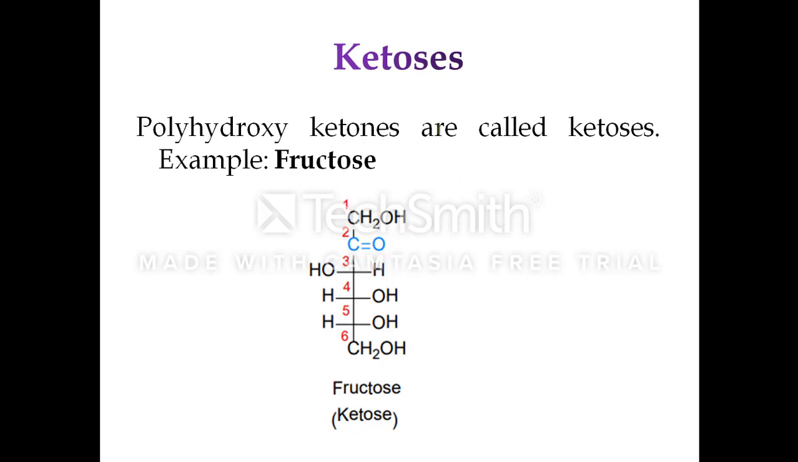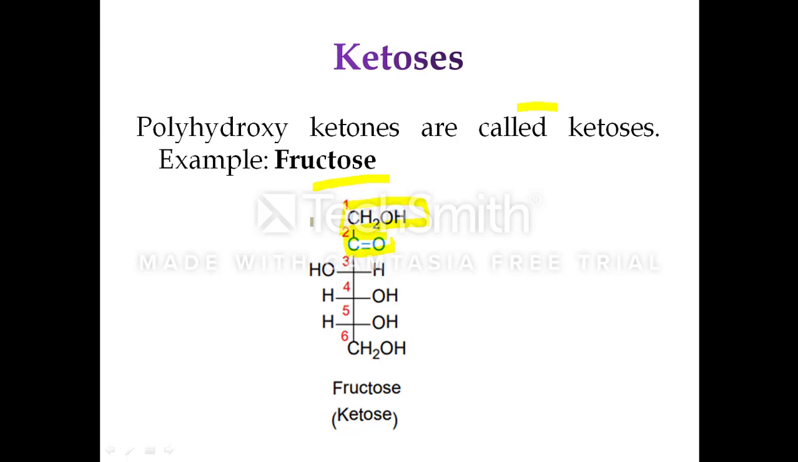Here the example is fructose. Fructose has the ketone functional group at the C2 position. So this type of sugars are called ketoses. Here also fructose has C6H12O6. But when you see the structure, at carbon atom number 1 you have CH2OH, so 2H on either side and OH towards the upper portion.